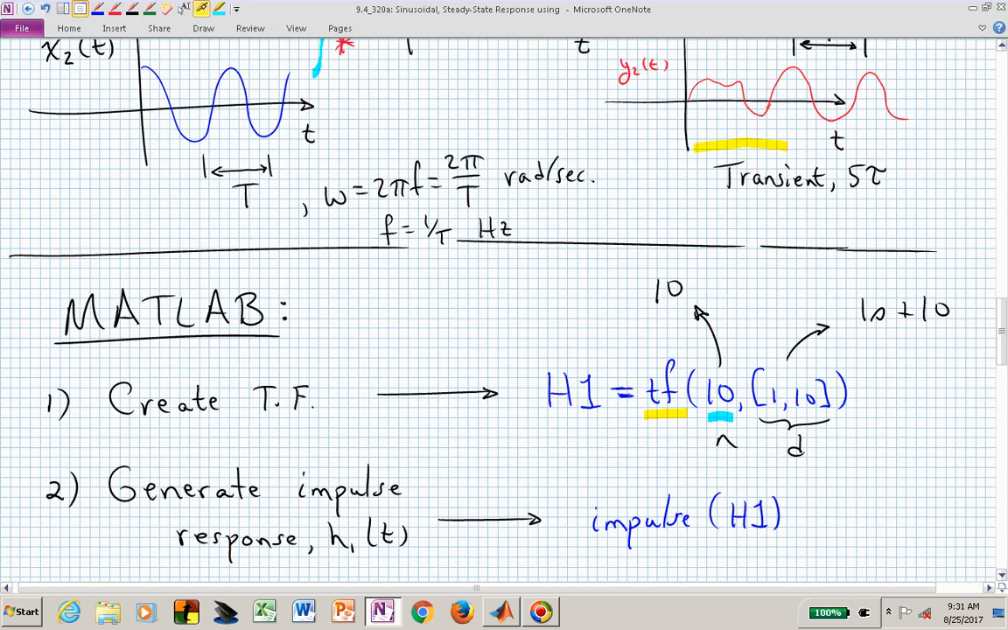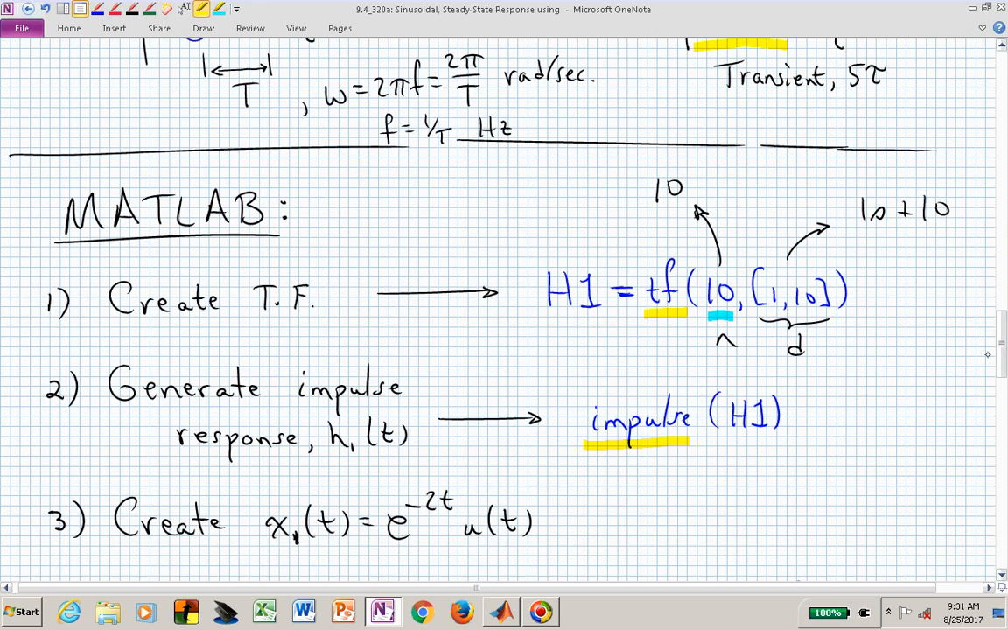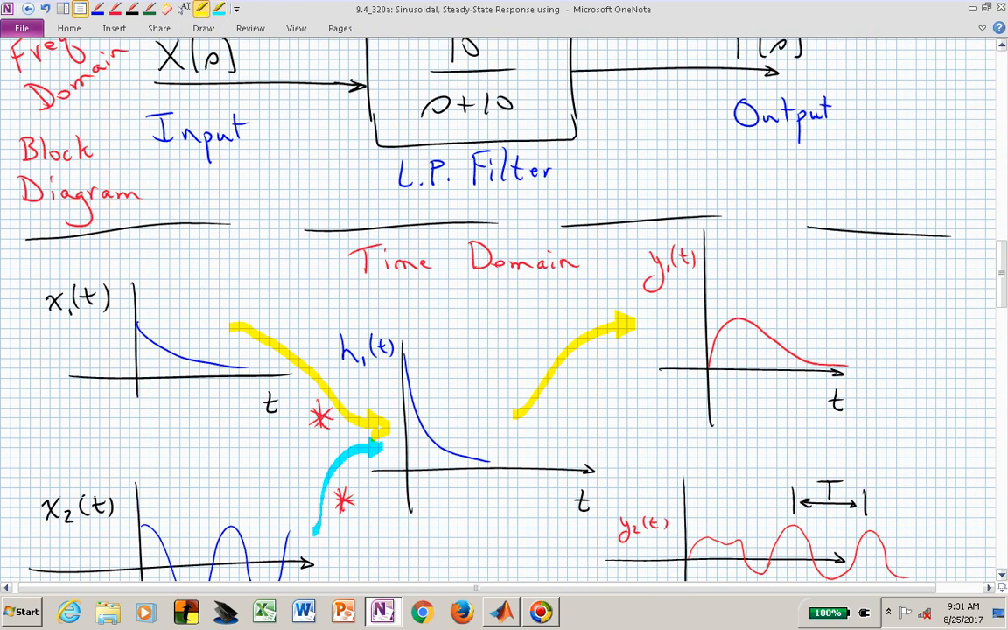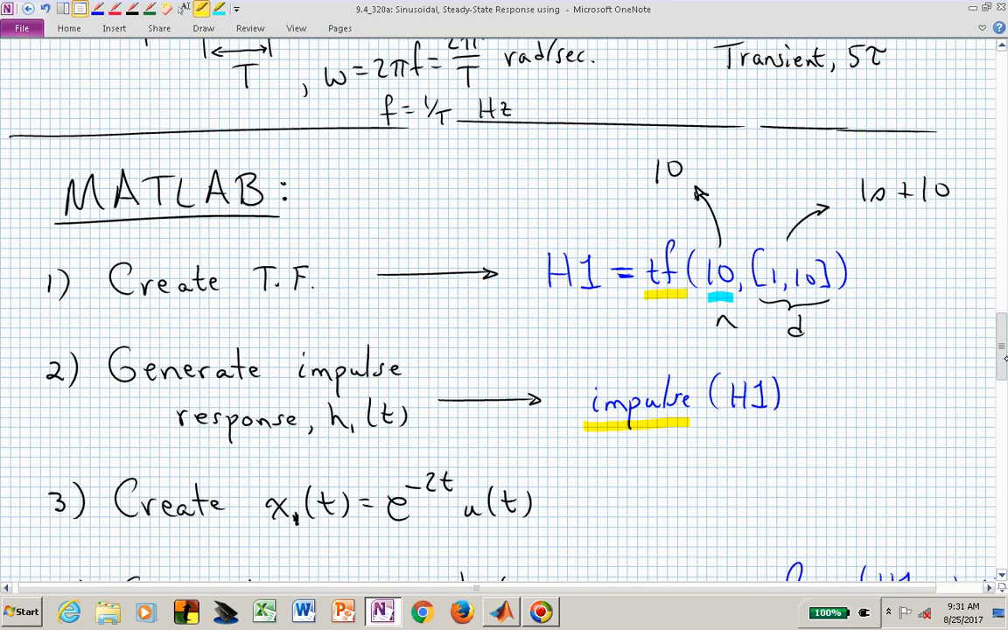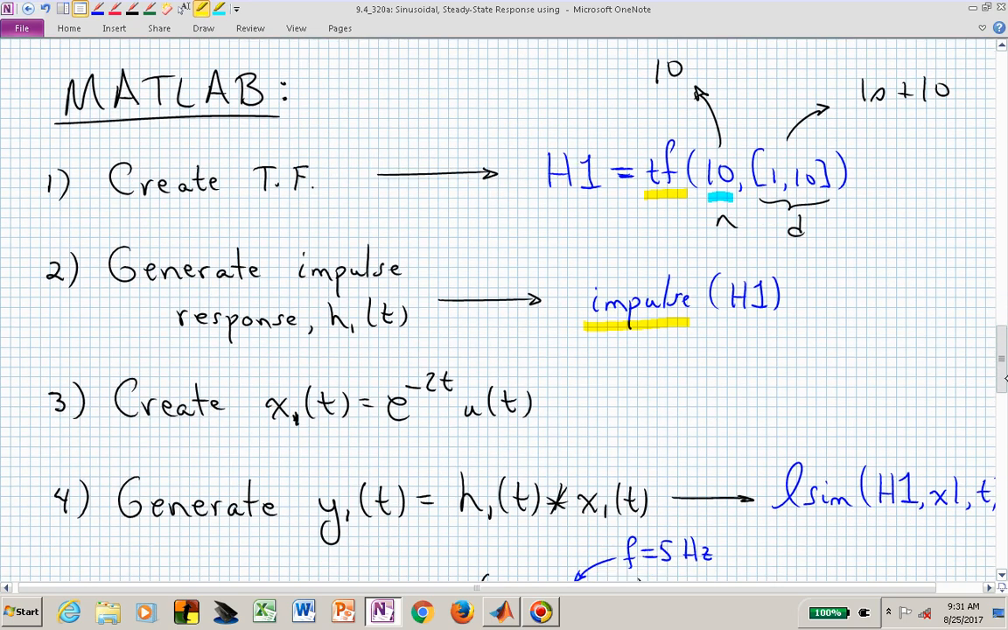Another MATLAB command or function, impulse, on the defined transfer function capital H1 allows us to quickly see what the impulse response of that transfer function looks like. Then we will create an exponential waveform, which we said is what we're doing here with x sub 1 of t. So we should expect to see something like that, and it now has this exponential decay impacted by the exponent minus 2t, and we're only turning that on at time 0 or for non-negative values of time.